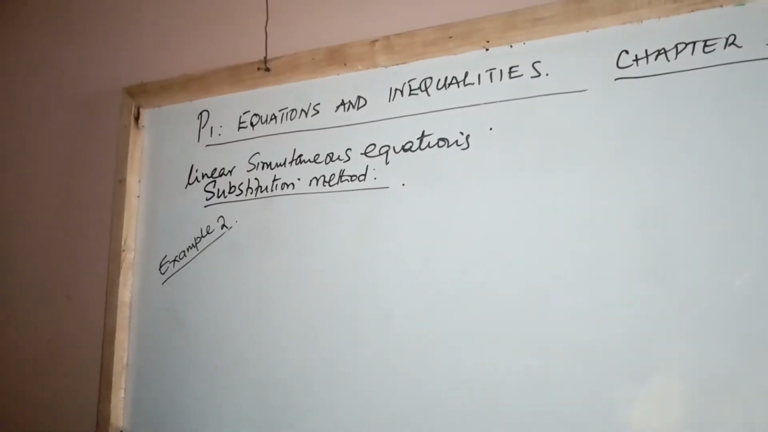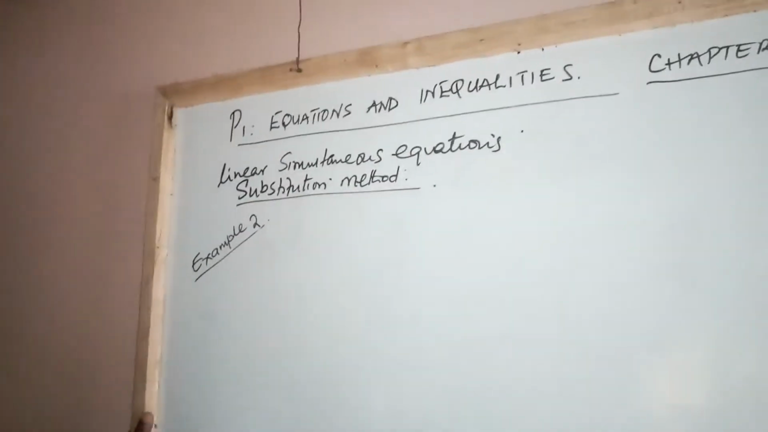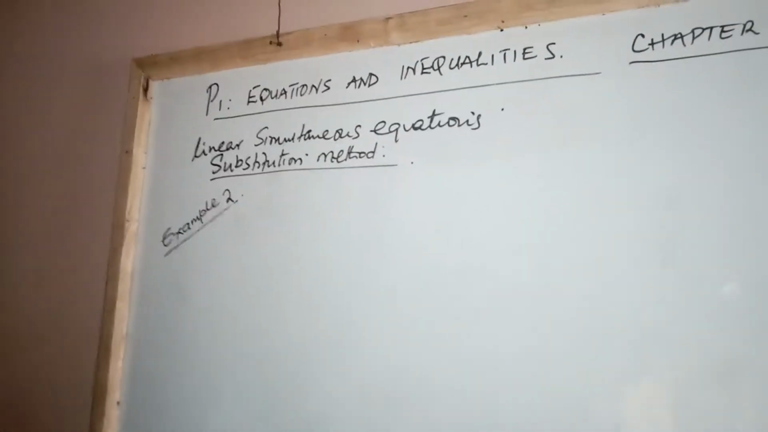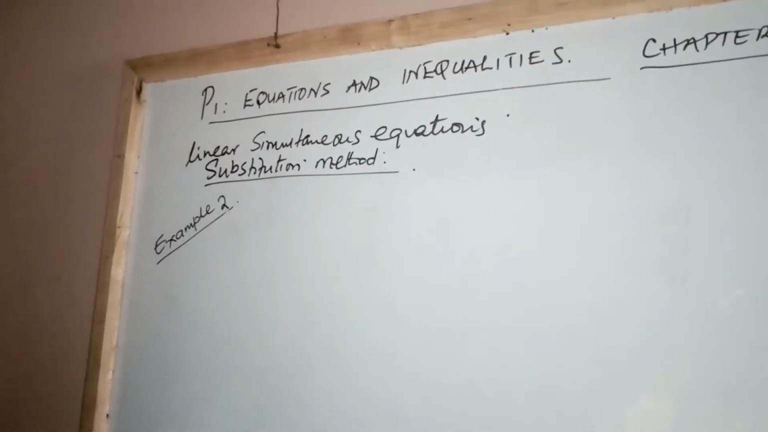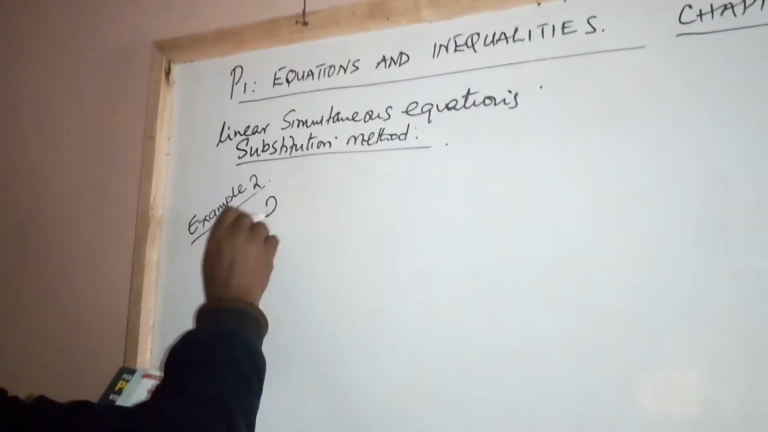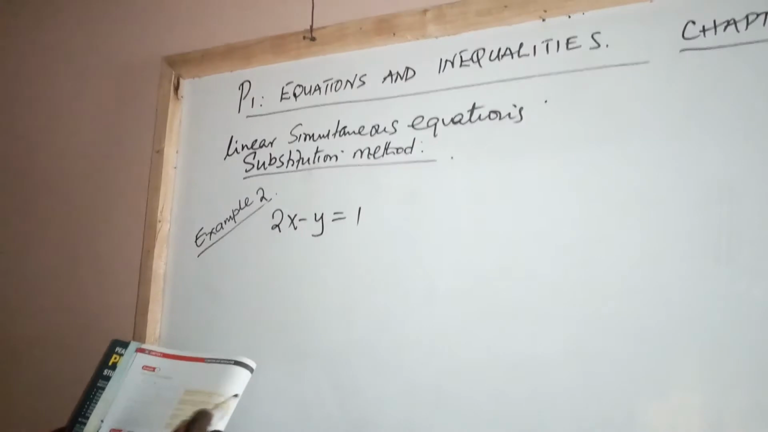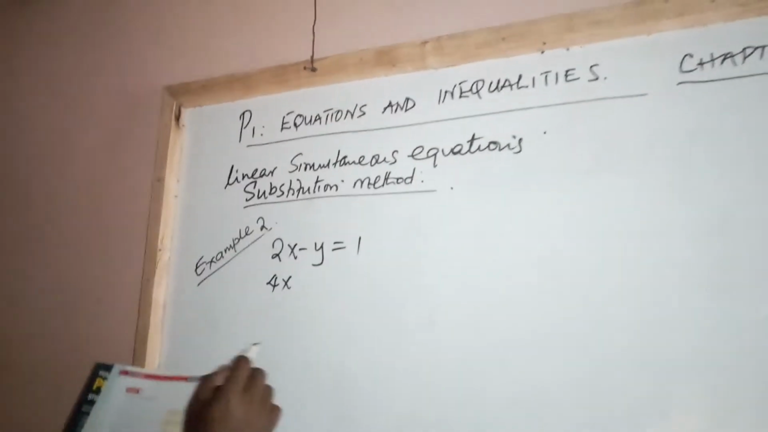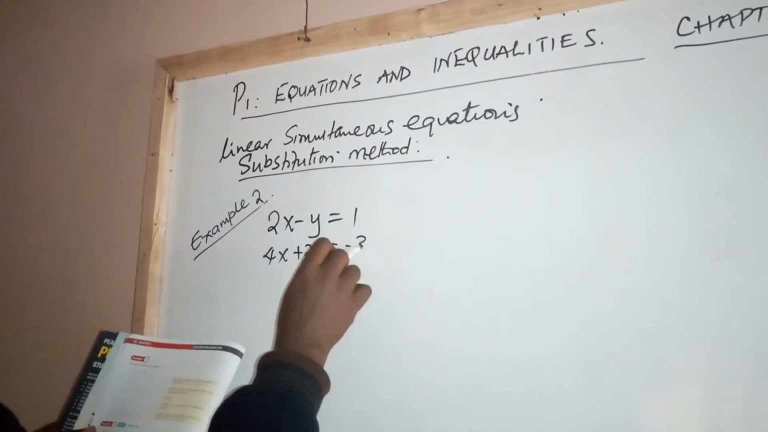In example 2, we want to learn the substitution method, and these things are not new to anybody at this level. So I want to introduce the substitution method very fast using example 2, which says 2x minus y is equal to 1 and 4x plus 2y is equal to negative 30.